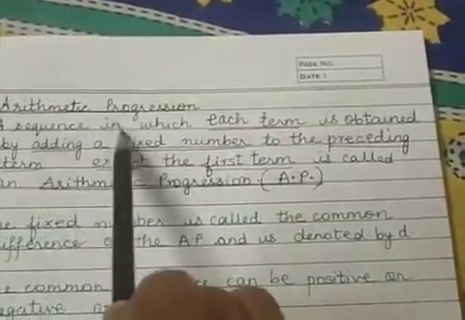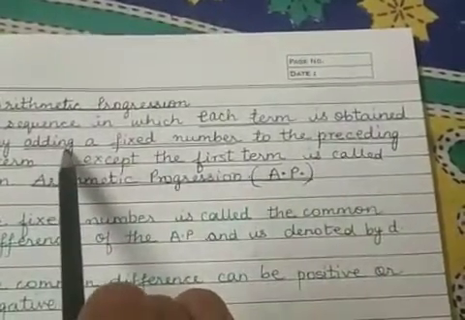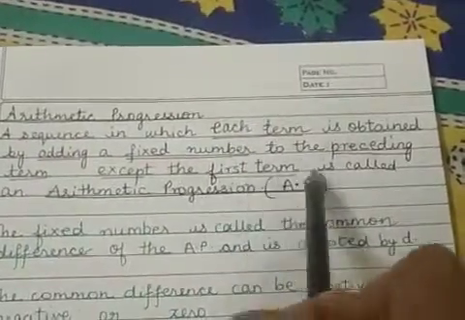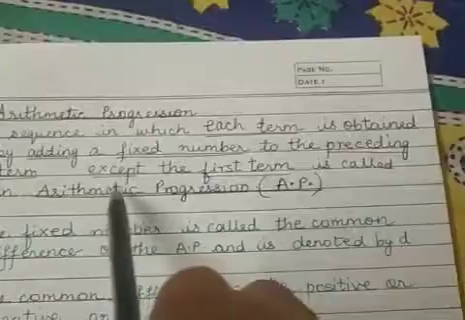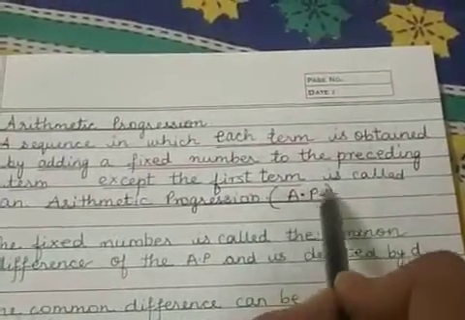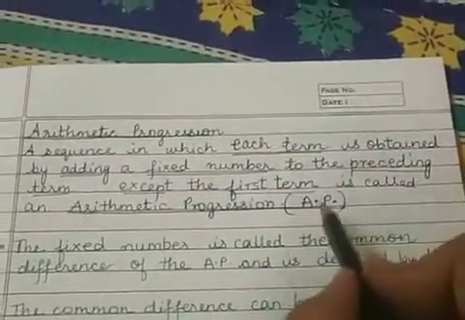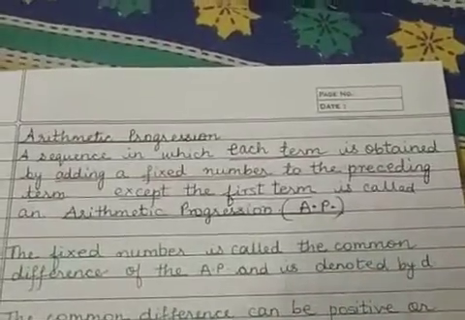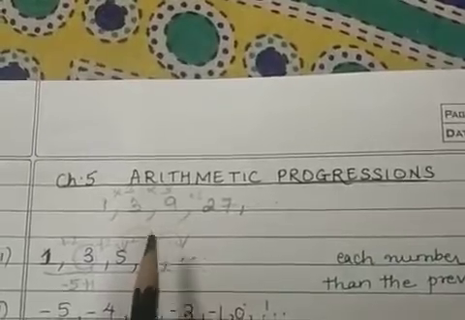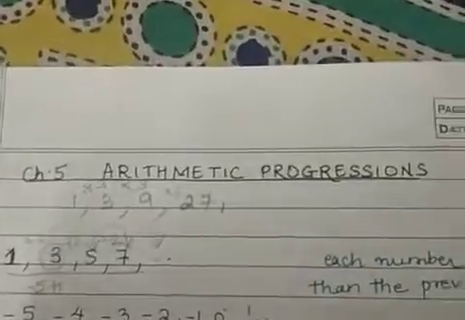Okay, a sequence in which each term is obtained by adding a fixed number to the preceding term except the first term is called an arithmetic progression. Arithmetic progression is written as AP in short form. So when we say AP, it stands for the short form of arithmetic progression. So each term is obtained by adding a fixed number. That is what arithmetic progression means.